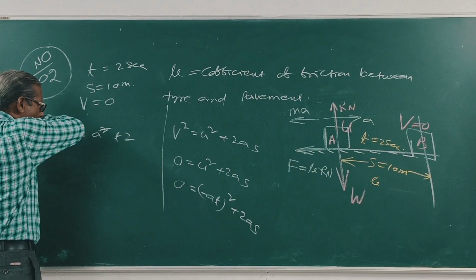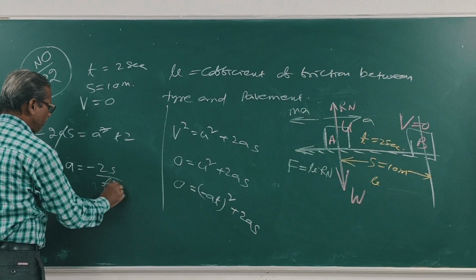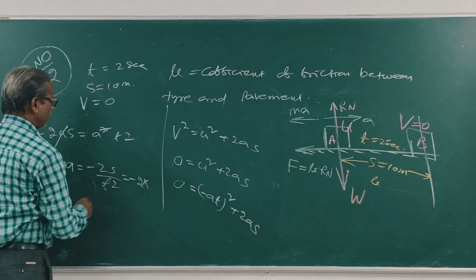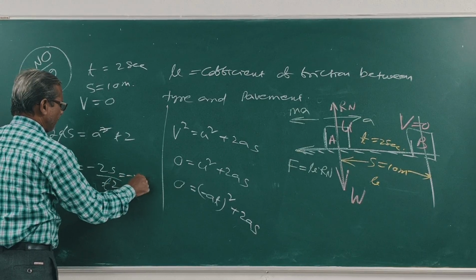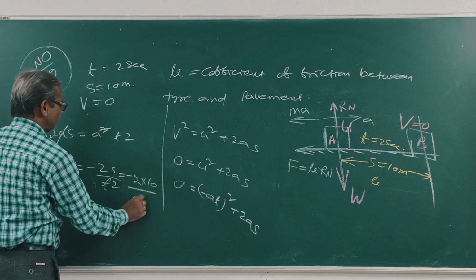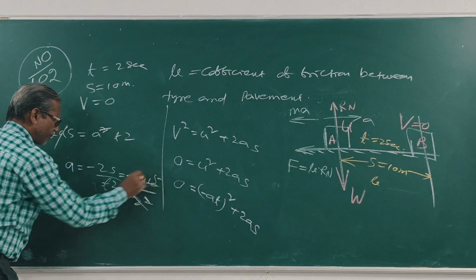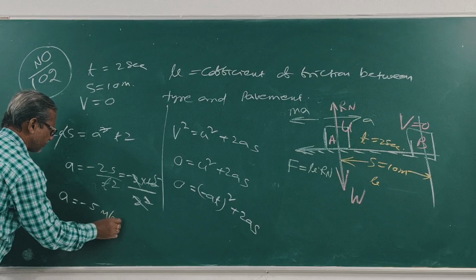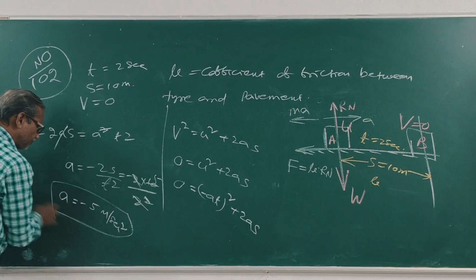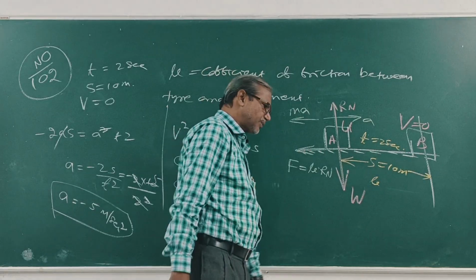What is a equal to? Minus 2s by t square. What is s? s is equal to 10. Minus 2 into 10 by t square, 2 square. So 20 by 4, 5. a is equal to minus 5 meter per second square. This is the value of a. Clear? Deceleration, so negative answer.